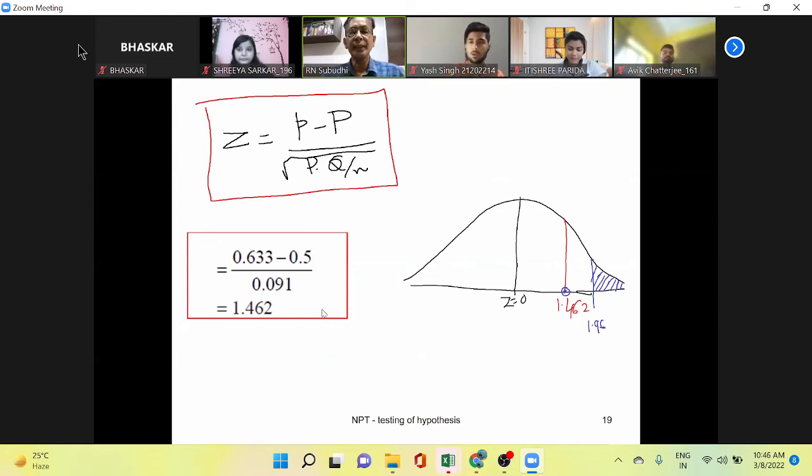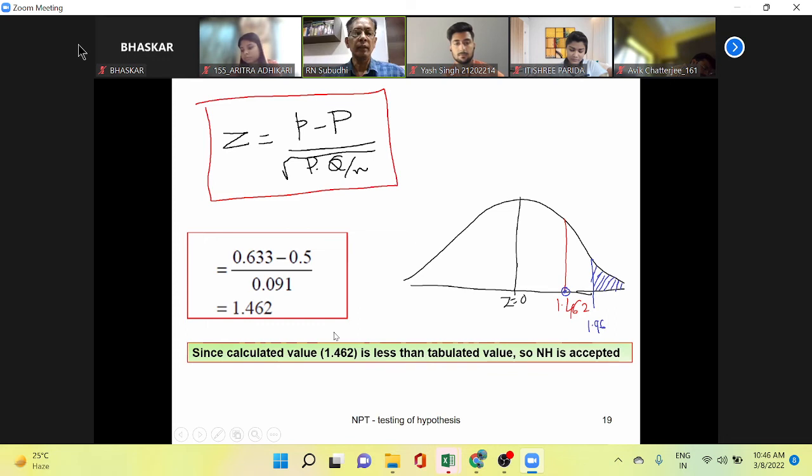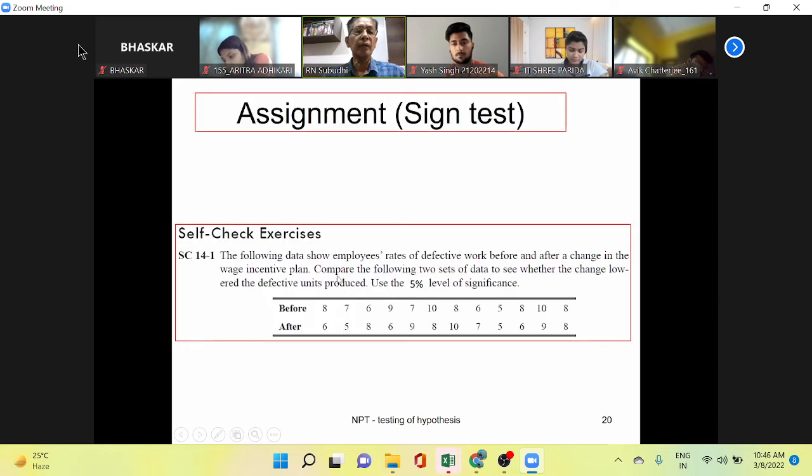Okay. Yes, sir. Shading area comes after the tabulated value. All of you note it down. It comes only after the tabulated value. Okay? And we have accepted this, and this is the conclusion. Null hypothesis is accepted, and further you can interpret.